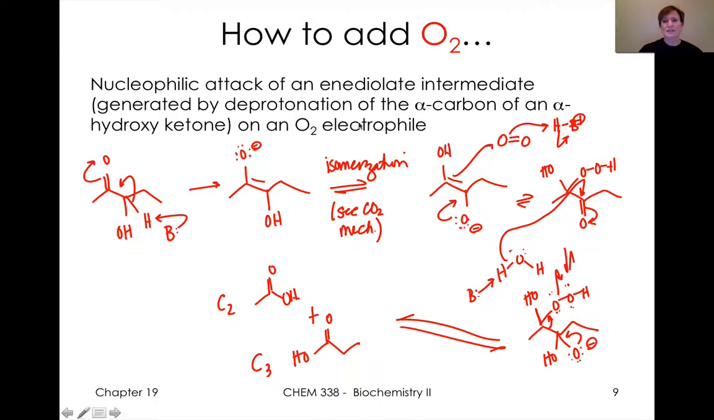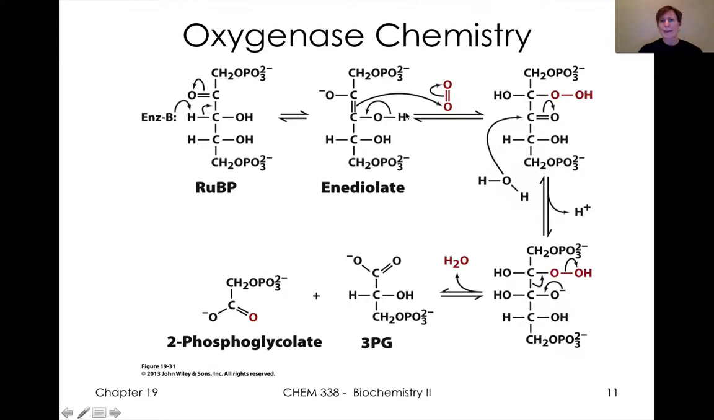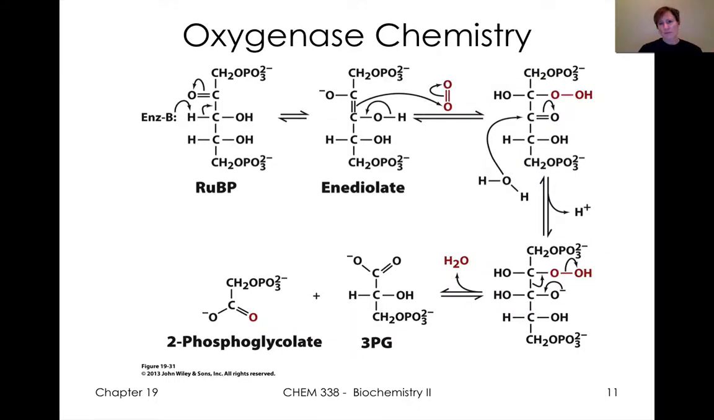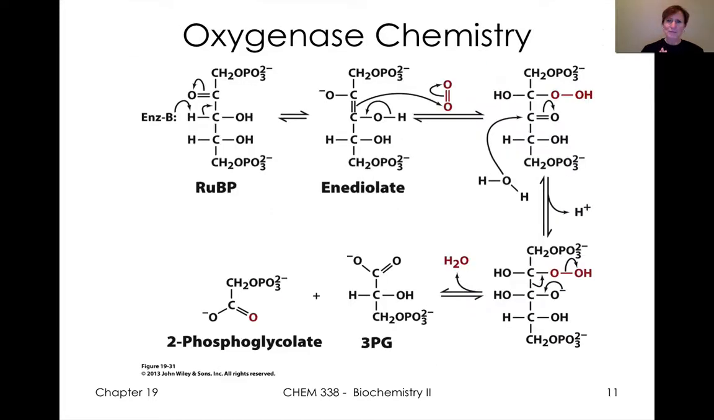Again, we see the carbon dioxide mechanism, but look at how things are different when you have oxygen as a substrate rather than carbon dioxide. Here is CO2 as a substrate, and here is O2 as a substrate. So carboxylase chemistry, oxygenase chemistry. Carboxylase chemistry we see with the Calvin cycle, and that happens when it's light out. Oxygenase chemistry happens when CO2 levels are depleted, so this is still something that happens when it's light out.